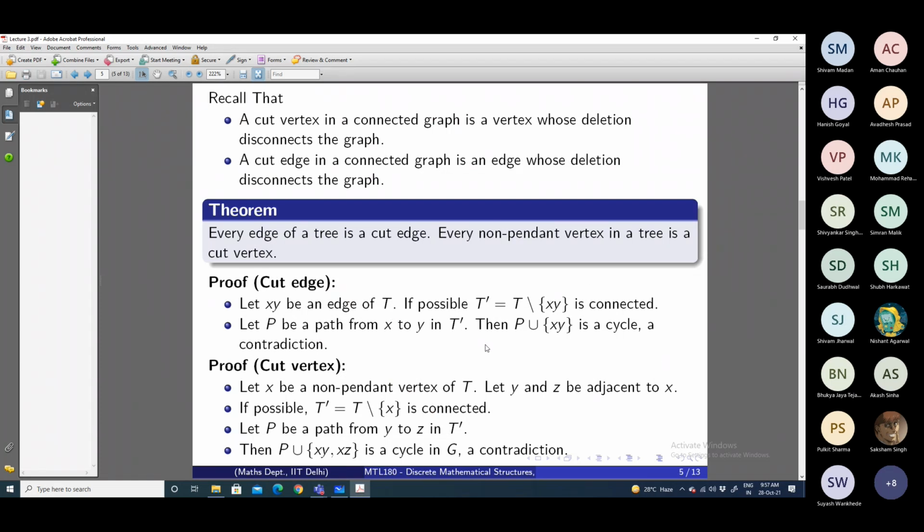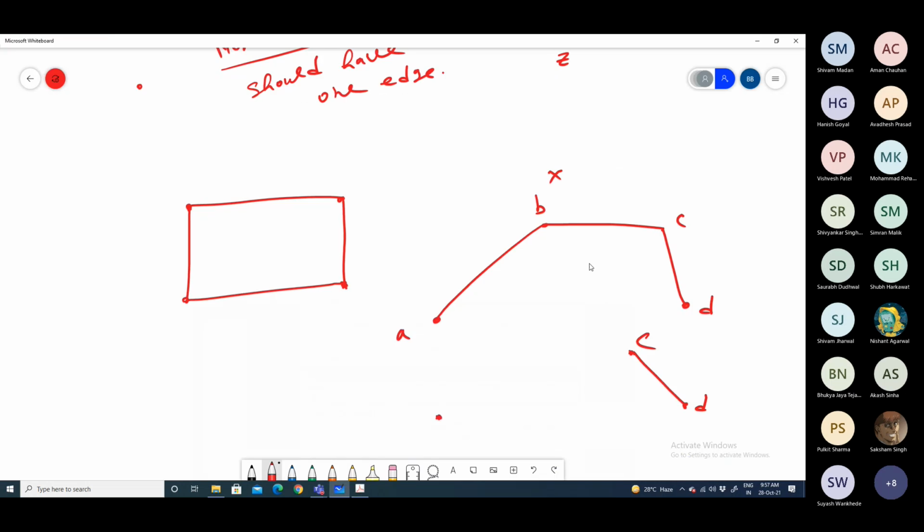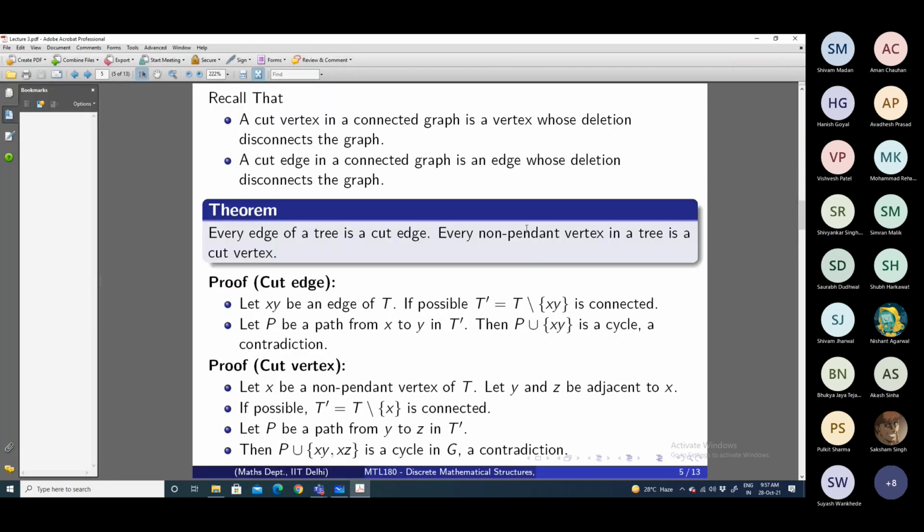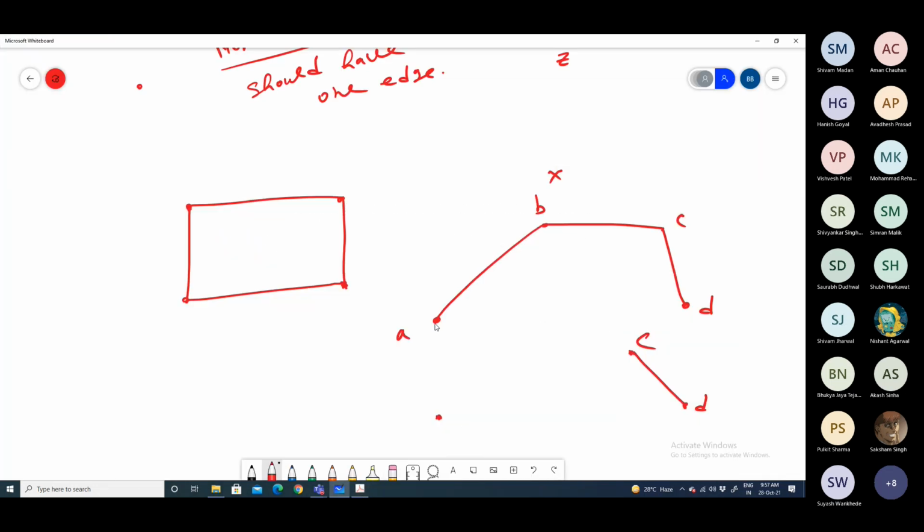Now for the proof. It says that in a tree, every edge is a cut edge. We have already seen that here: this is a tree, and every edge is a cut edge. Also, every non-pendant vertex in a tree is a cut vertex. Here also we have seen that. A and D are pendant vertices, so they are not cut vertices, but the non-pendant vertices B and C are.